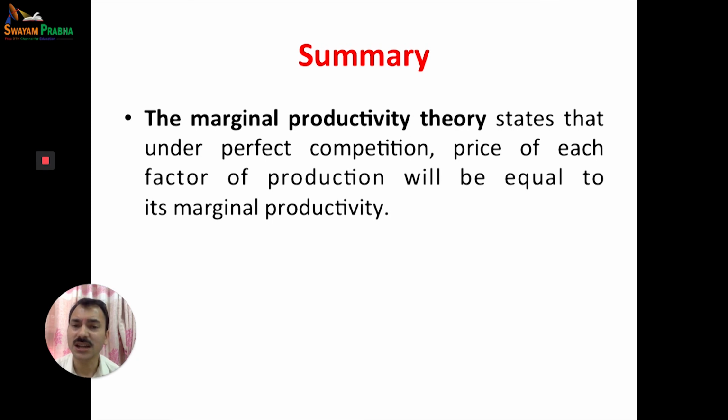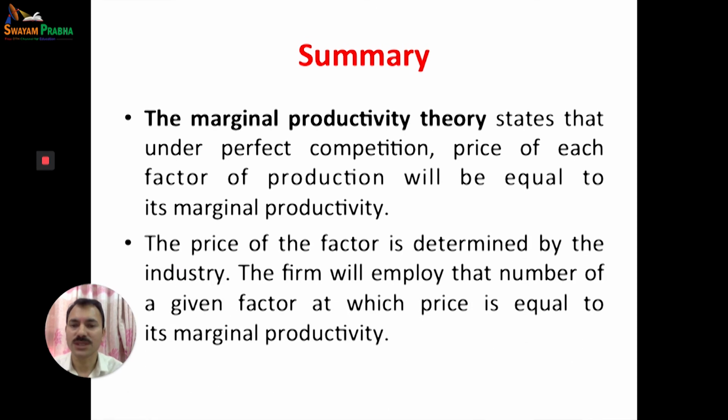It states that under perfect competition, the price of each factor of production will be equal to its marginal productivity. The price which we pay for the factor of production is equal to its marginal productivity. And the price of the factor is determined by the industry, not by the firm. The firm will employ that number of units of the factor at which the price is equal to the marginal productivity.